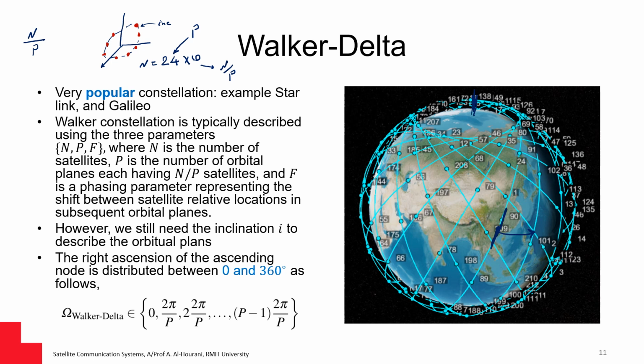You shift by an amount of 2 pi over P. P is the number of orbital planes, and so on. So the total orbital planes would be P.